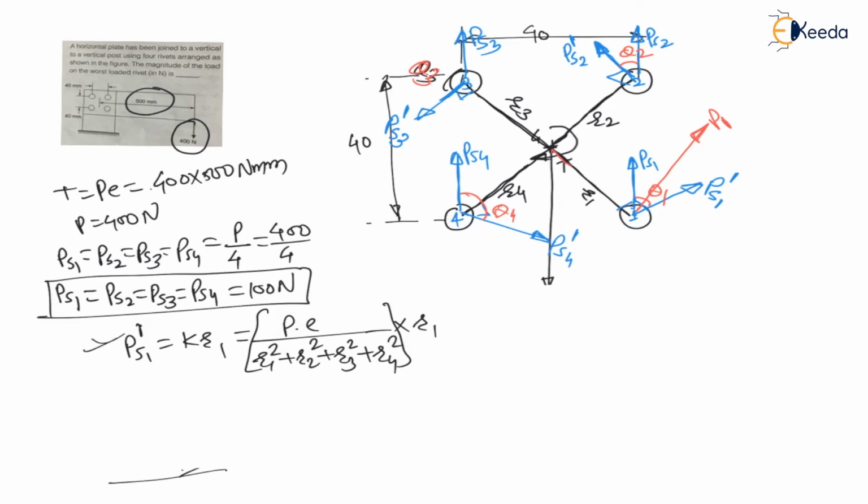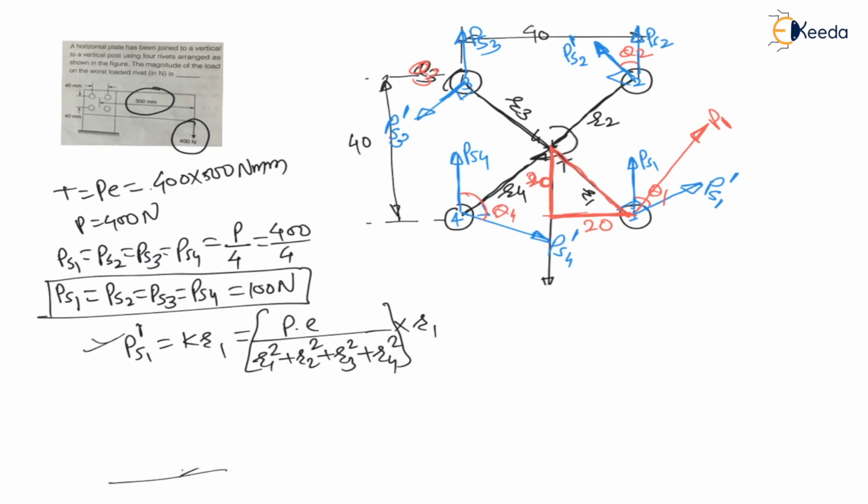Now see, this is the radius R1. Can I say from the center of the rivet, this vertical distance and this horizontal distance, if I make a triangle here? See, the distance between rivet 4 and rivet 1 is 40 mm. Therefore half distance will be 20. This distance will be 20, and the distance between rivet 1 and rivet 2 is 40 mm. Therefore this half distance will be again 20.